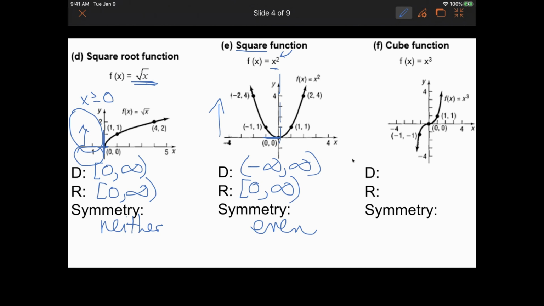This is a cube function, not to be confused with cube root, cube function. You can see the exponent is to a third power, also a type of polynomial. The domain is all real numbers. The range is also all real numbers, right, as you're going this way and that way. And the symmetry, you can see that has this curve up here and a curve up here. It is odd. Right?